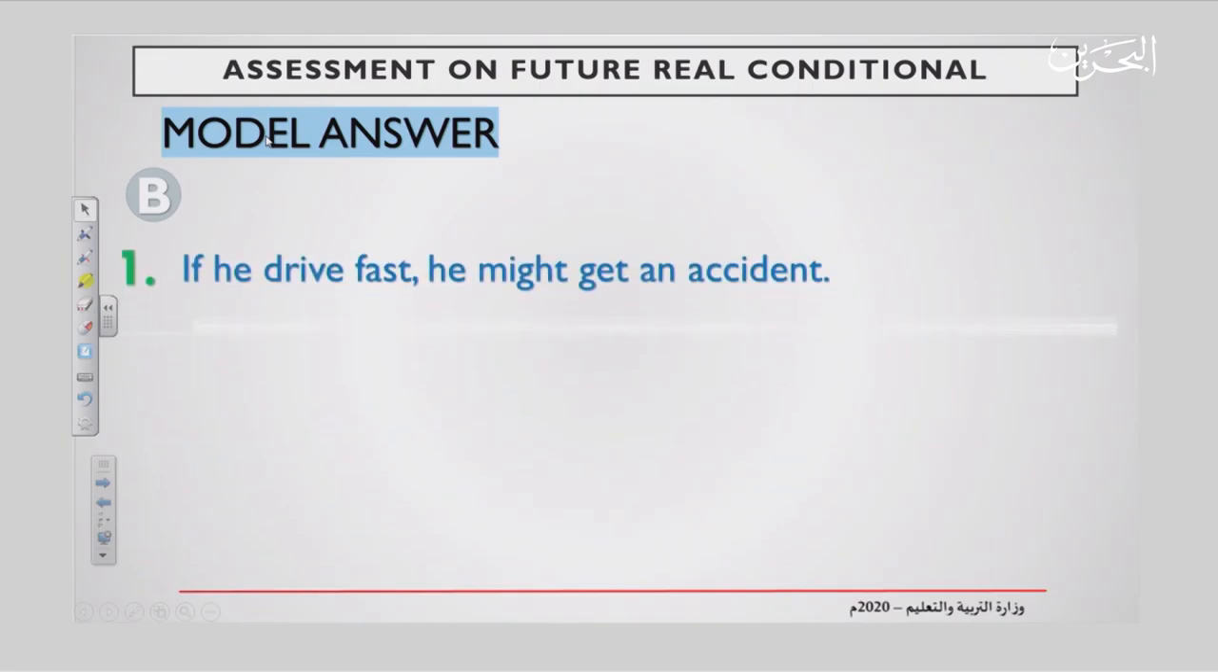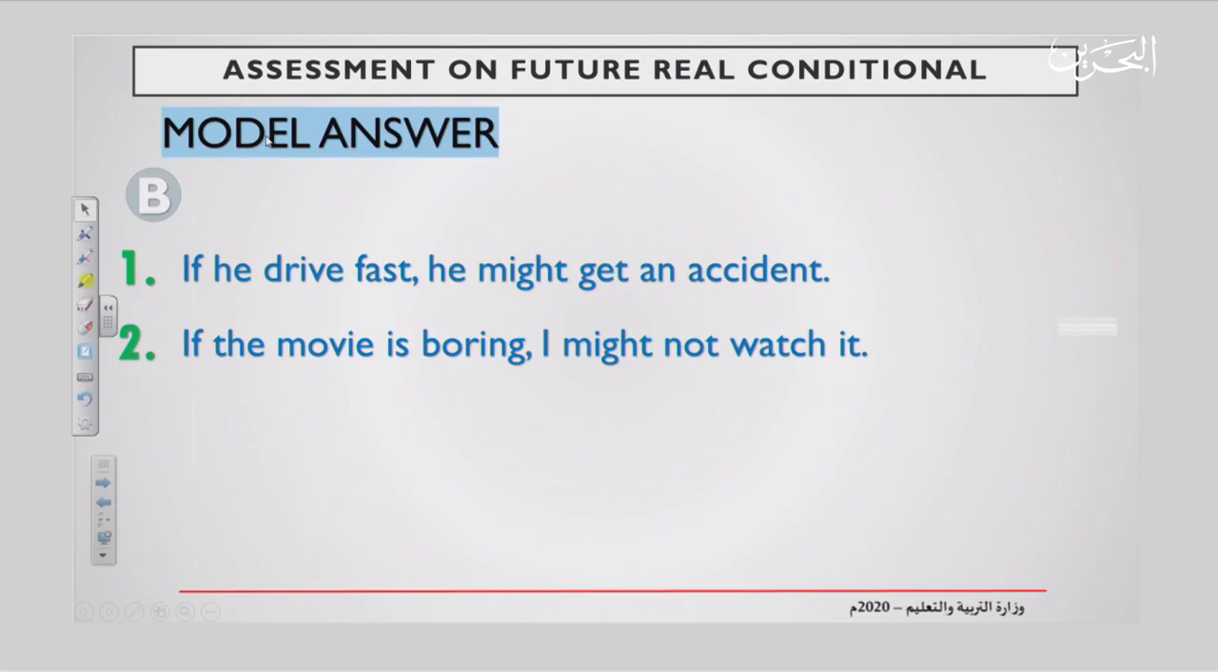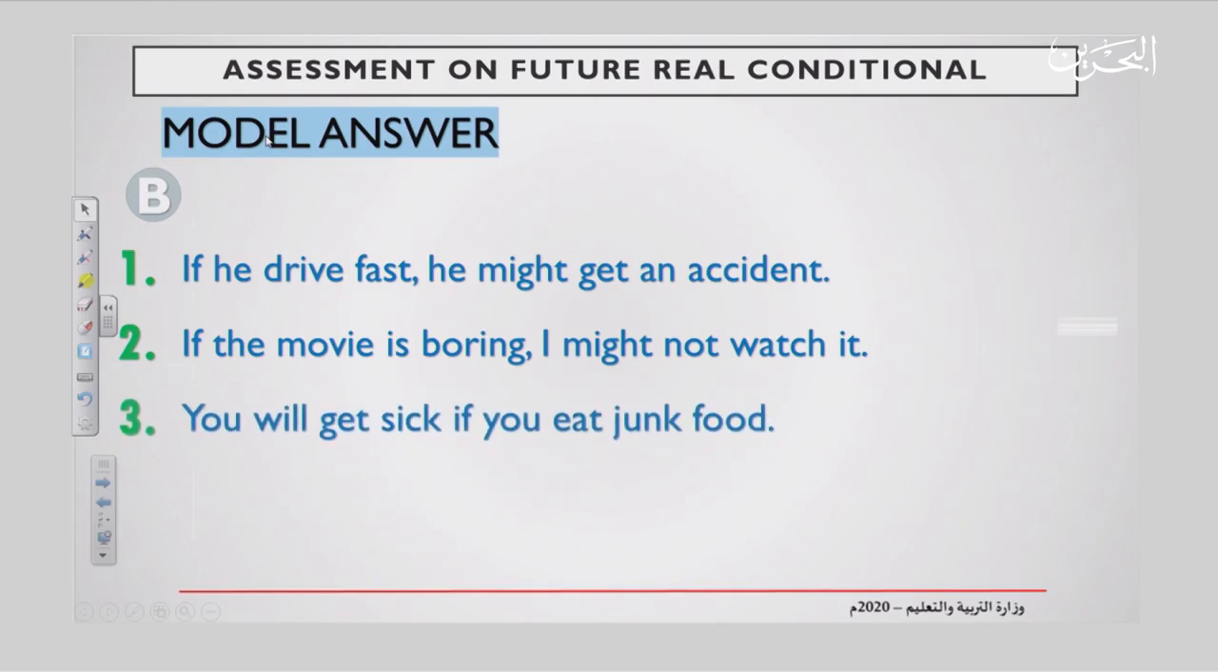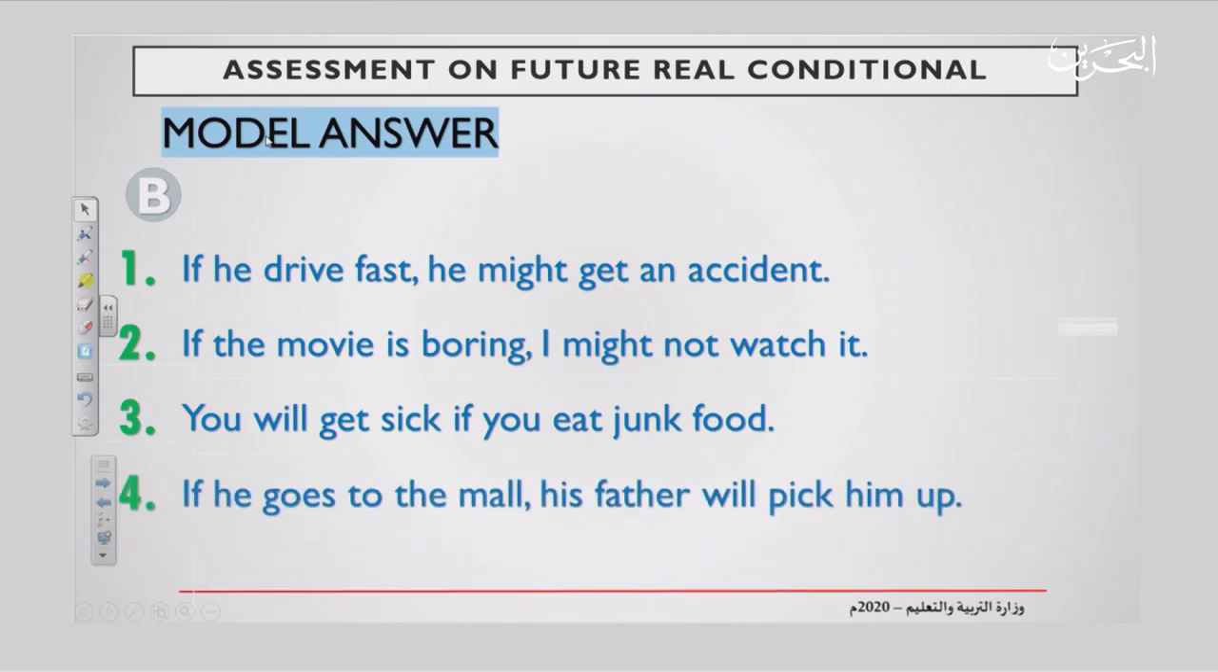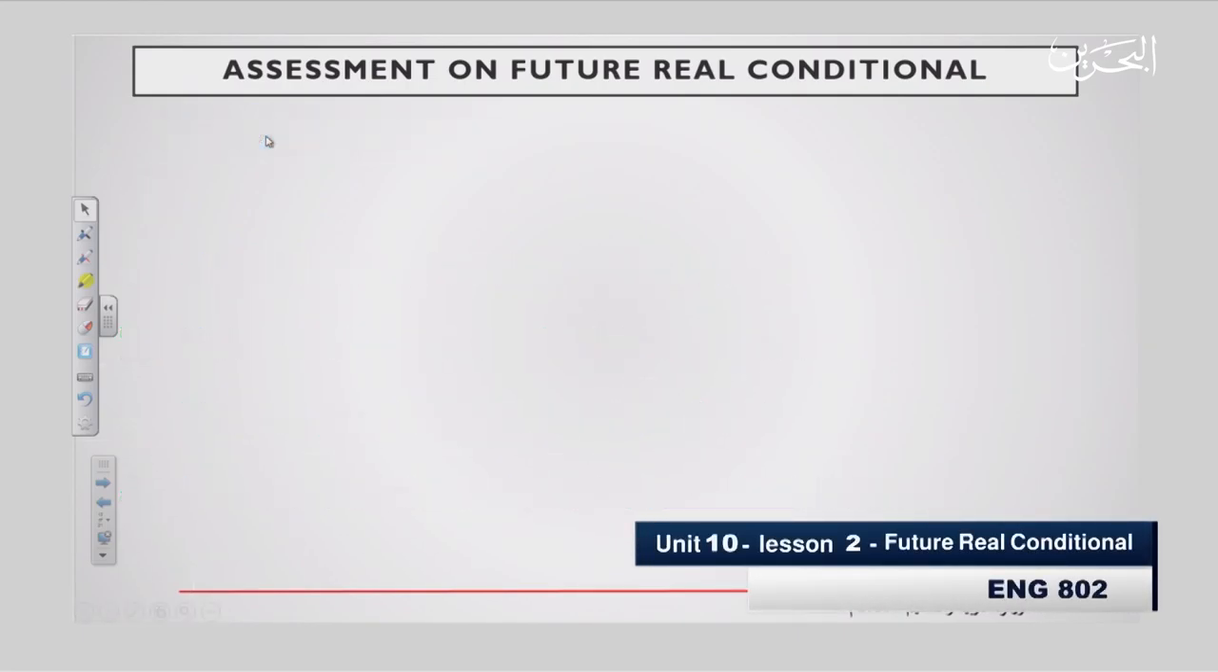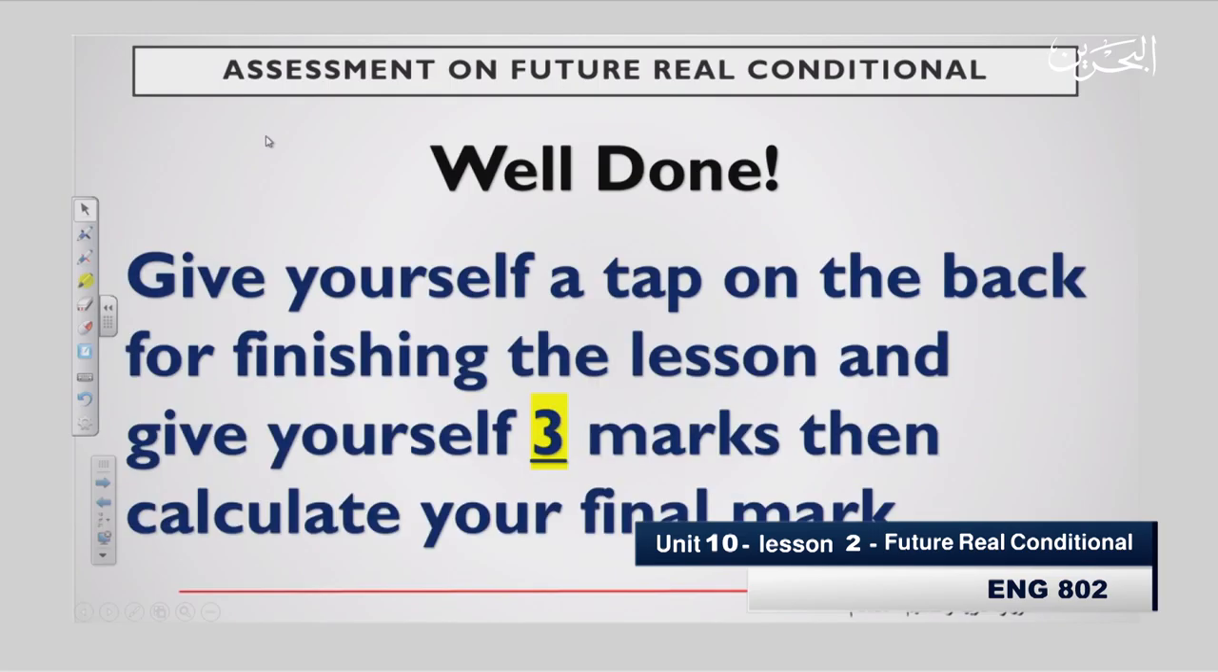Number one, if he drives fast, comma, he might get an accident. Number two, if the movie is boring, I might not watch it. Three, you will get sick if you eat junk food. Number four, if he goes to the mall, comma, his father will pick him up. Well done. Give yourself a tap on the back for finishing the lesson and give yourself 3 marks. Then calculate your final mark.